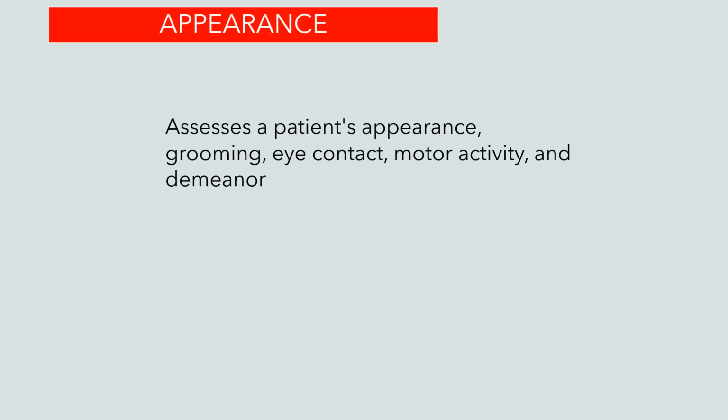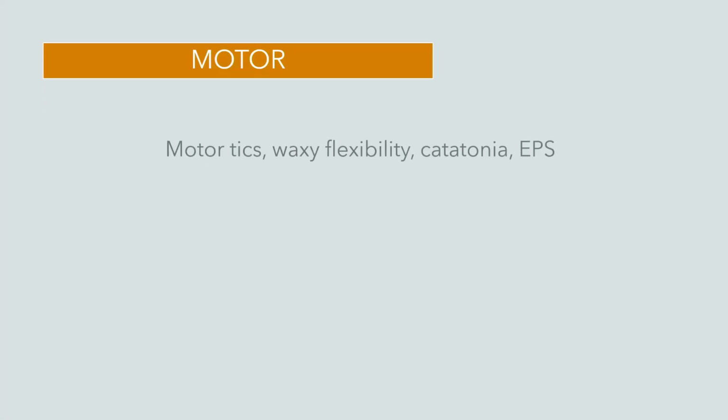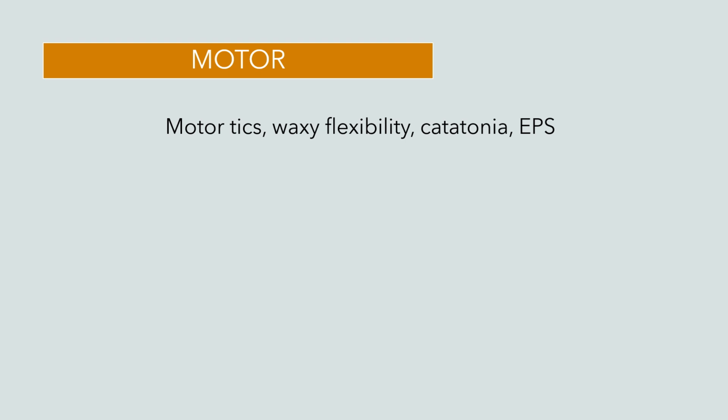Appearance. Assess a patient's appearance, grooming, eye contact, motor activity, and demeanor. Behavior. Level of alertness, cooperation, rapport, eye contact, level of activity, psychomotor retardation, psychomotor agitation. Motor. Motor tics or waxy flexibility, catatonia, extrapyramidal symptoms.